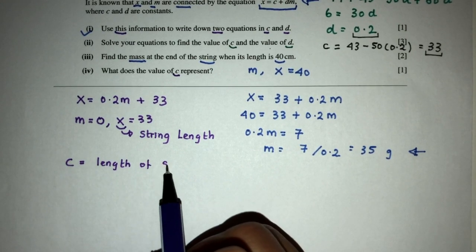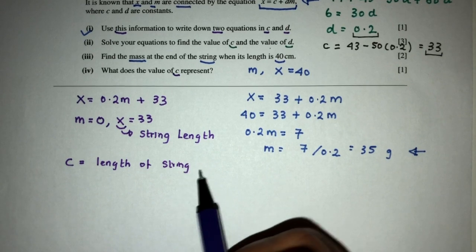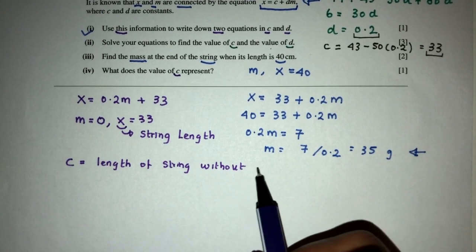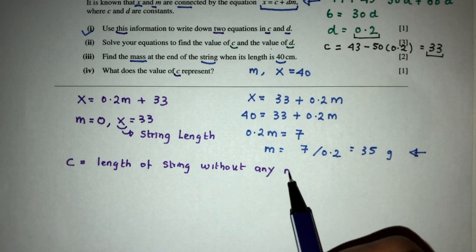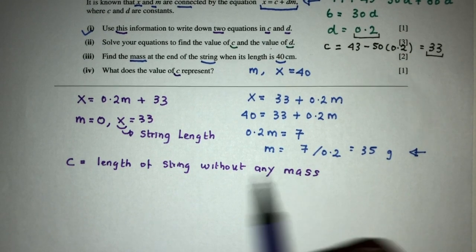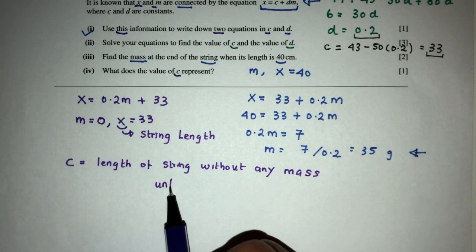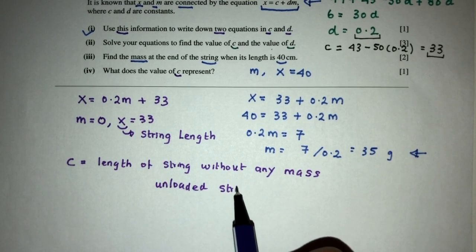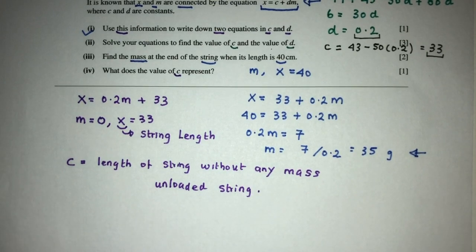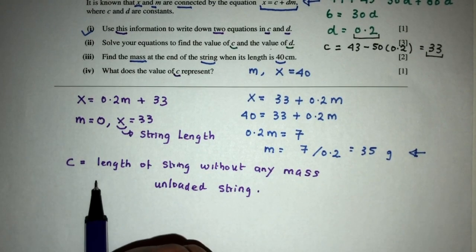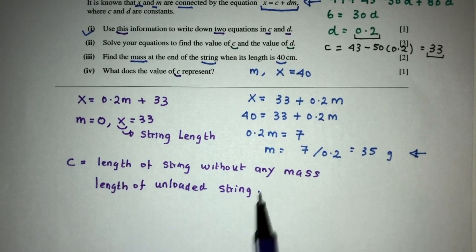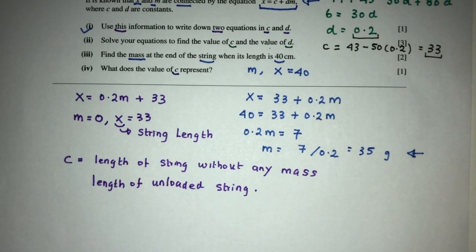of the string without any mass. That is one way of putting this. Or you can write this is the length of the unloaded string. Up to you to choose. Both are okay. It means the same thing. Of course I have to write length, obviously. That will be my answer to question number 4.